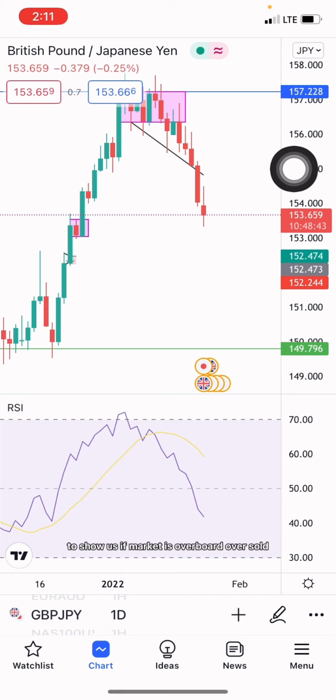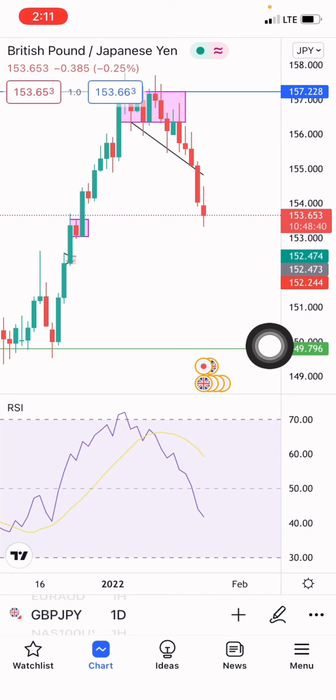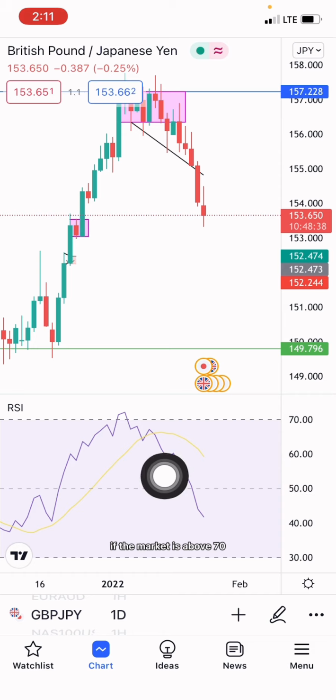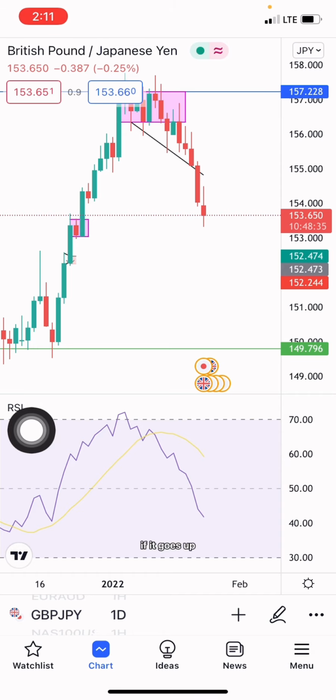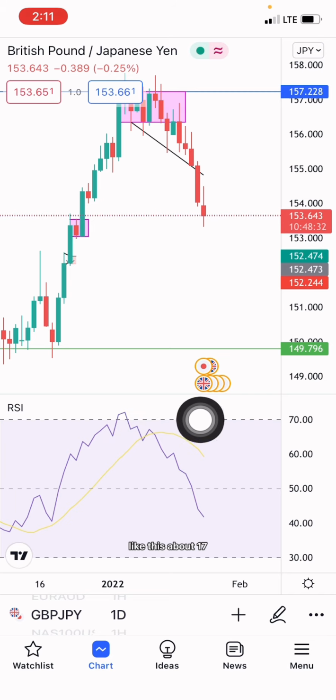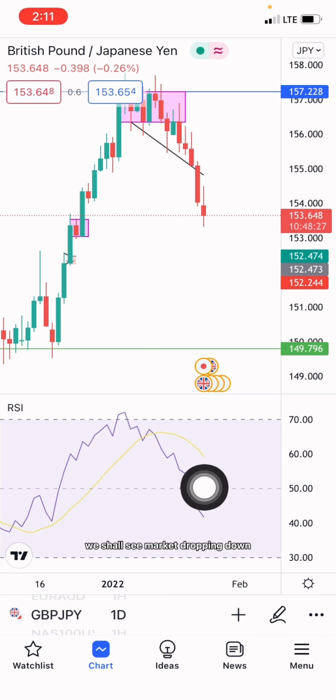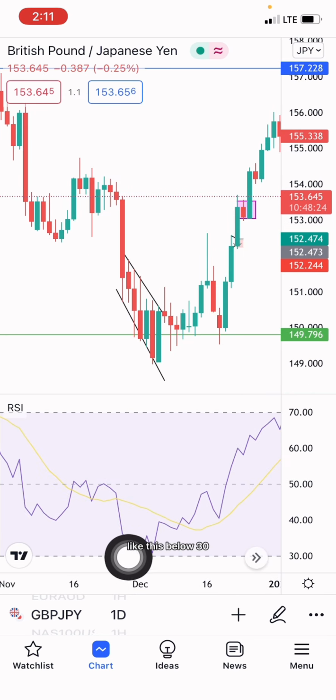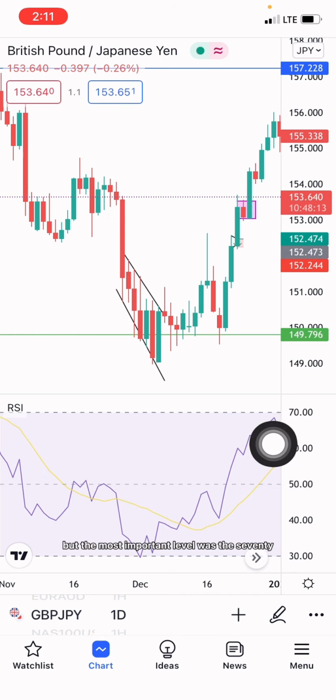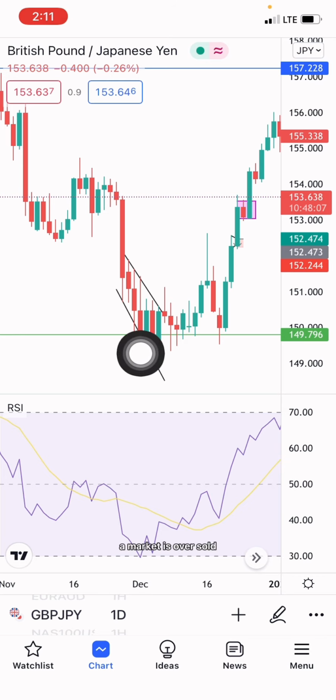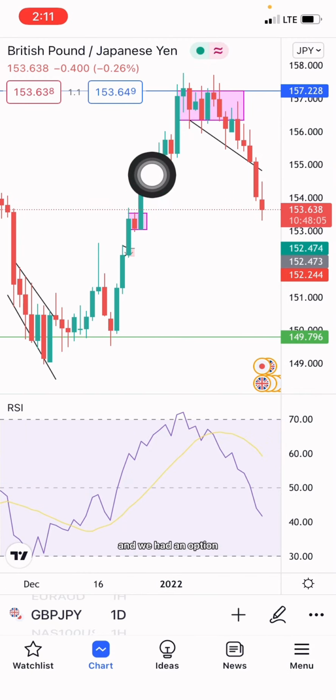The RSI is just there to show us if the market is overbought or oversold. Let's say the market goes up above 70, it means the market is overbought, and at any time we shall see the market dropping down. But if the market is down below 30, the main levels here are 70, 50 and 30. The 40 and 60 are not so important, but the most important levels are 70, 30 and 50. When the market is down at 30, it means the market is oversold. As you can see here, the market was oversold, and we had an uptrend.